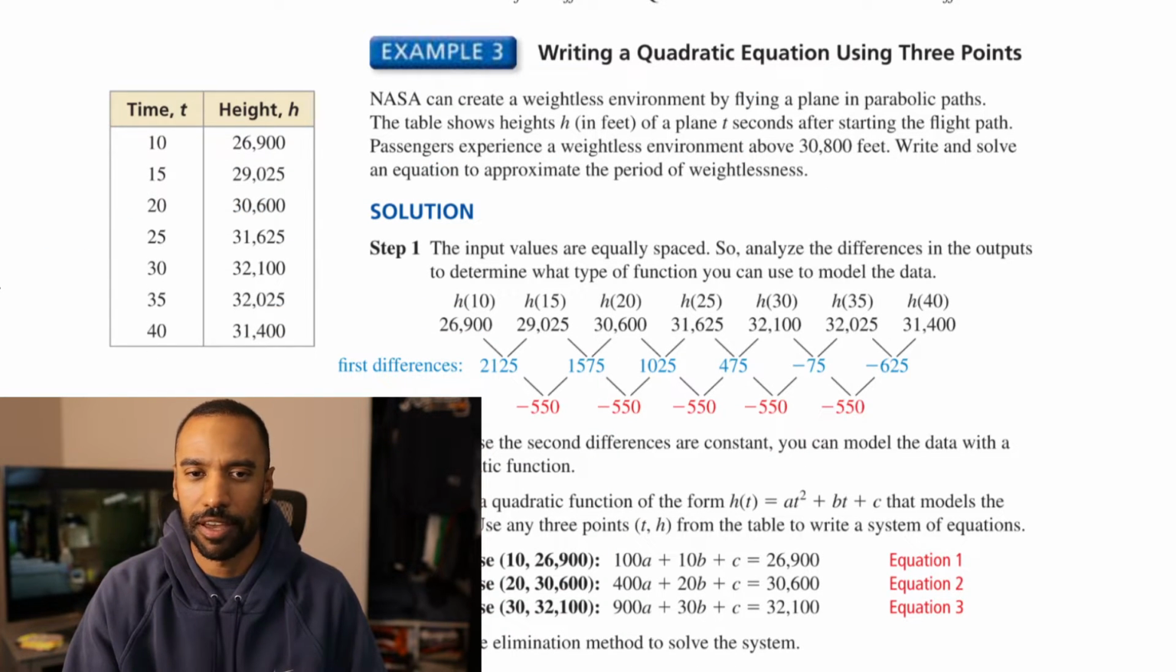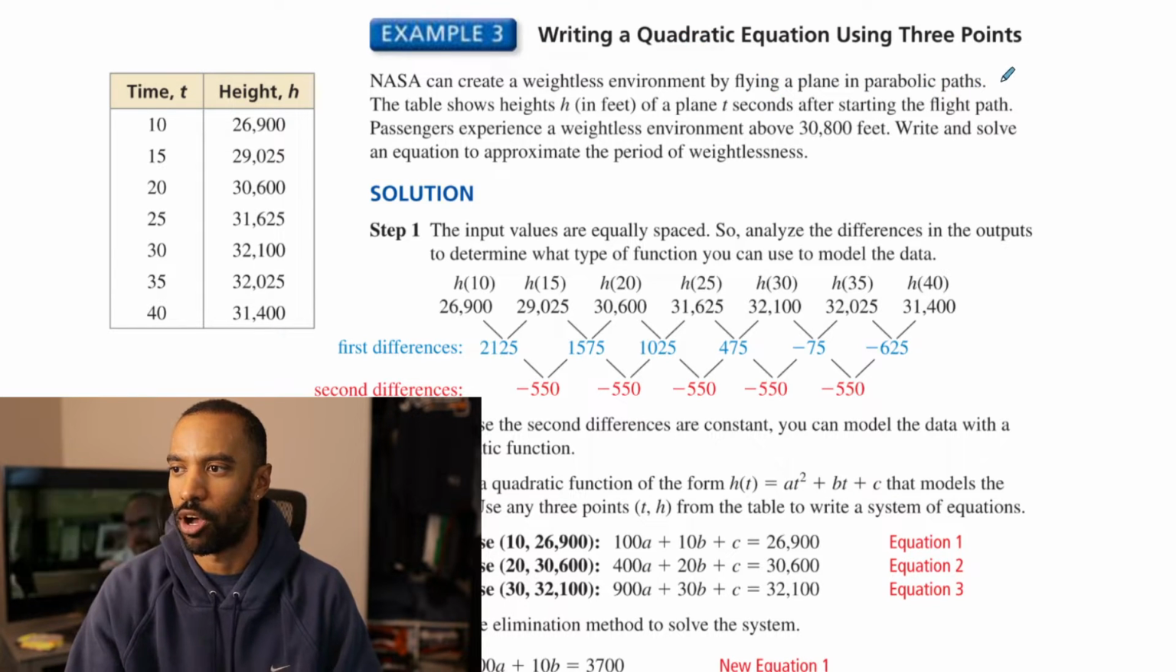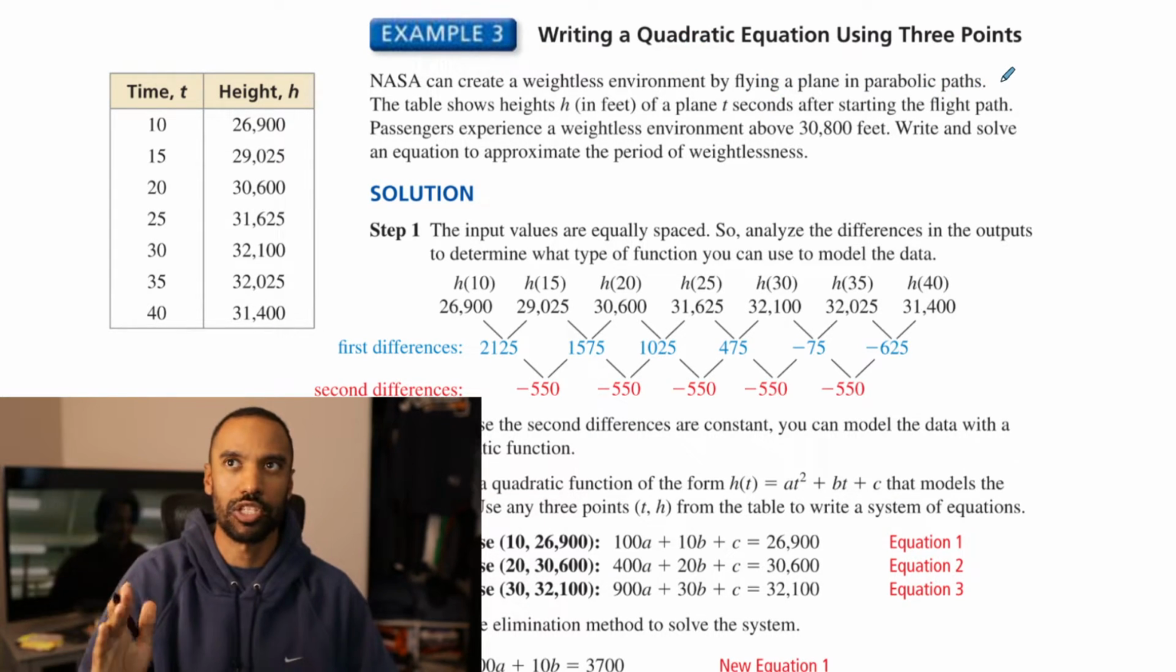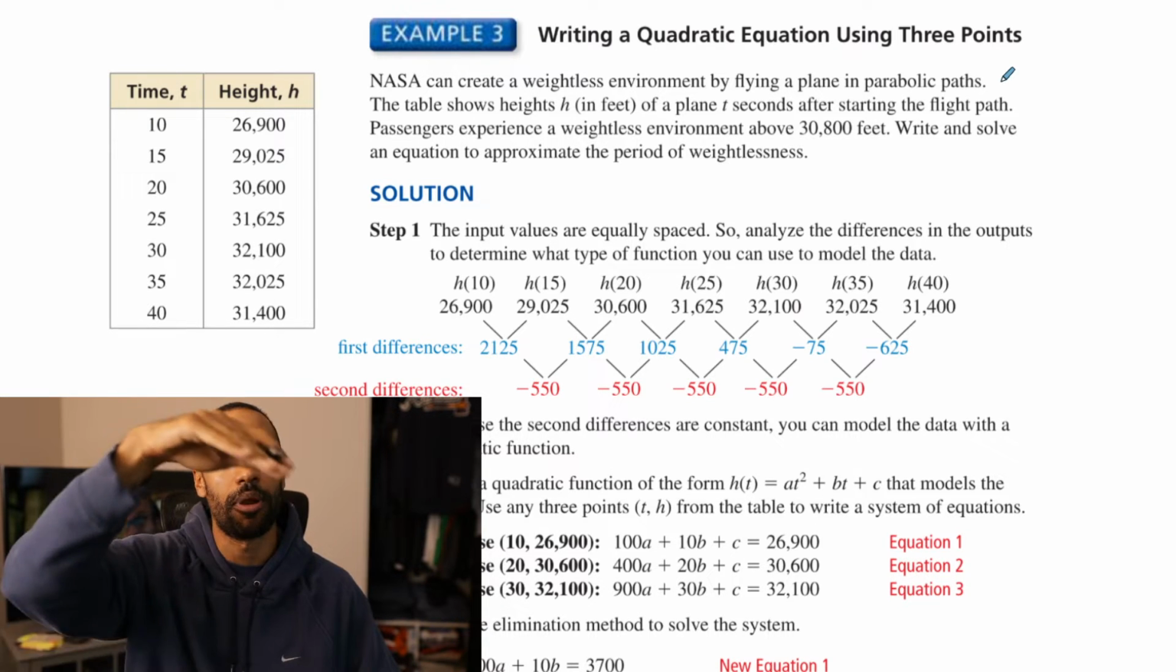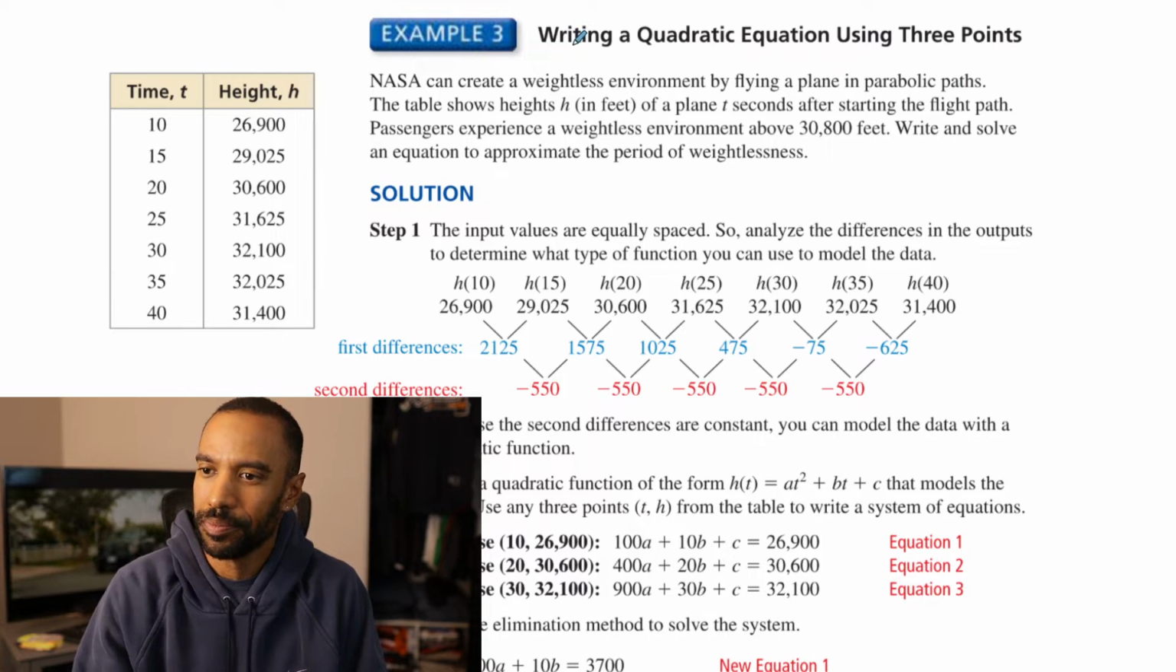So first we have to identify something as quadratic. NASA can create a weightless environment by flying a plane in parabolic paths. Yeah, I think it's called parabolic free fall or something like that. Oh, no, parabolic dive, where you feel like you're just floating. It's cool. Look it up.